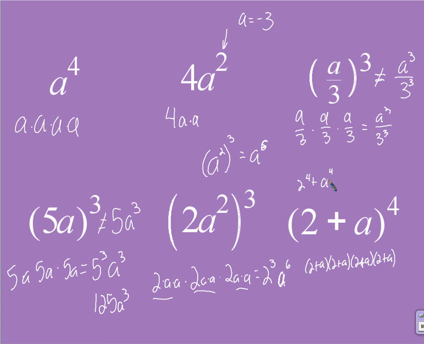Okay. If you just multiply 2 plus a times 2 plus a, you're going to get something more complicated. I mean, you're going to get at least more terms than just two terms, right? This is two things. We're going to get three things when we multiply this out. Okay. So we want to be careful. We want to treat exponents as what they are: a shortcut to multiplication, multiplying things by themselves that many times.